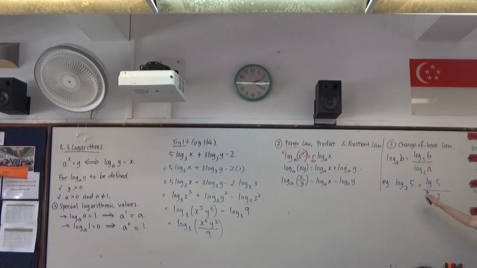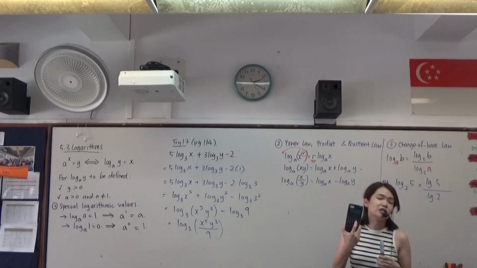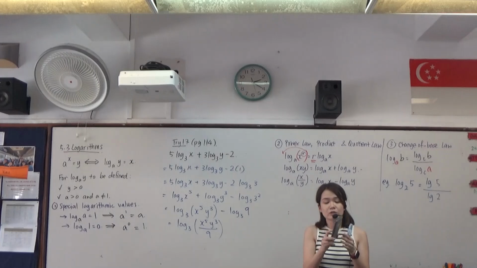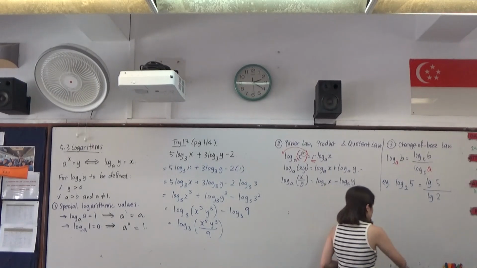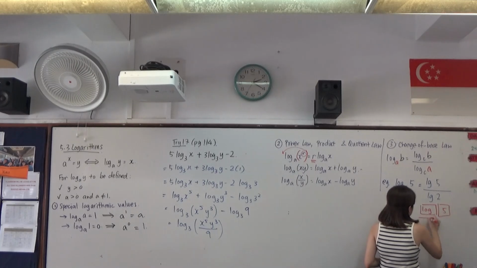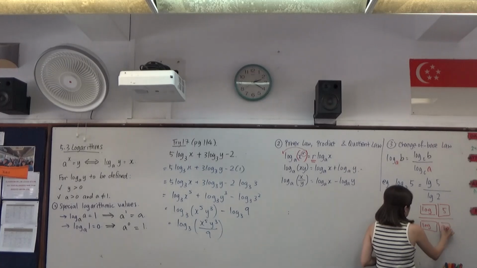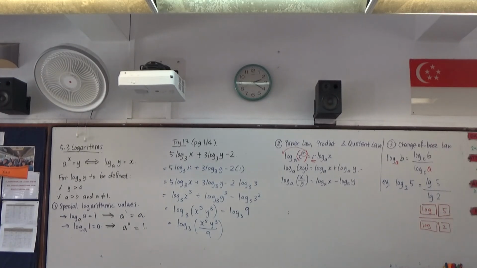So to know the value of log 5 base 2, can you press your calculator now? Find the logarithm button. On your calculator, the symbol for common log is actually LOG. So you press the LOG button, and then make it into a division of your logs.